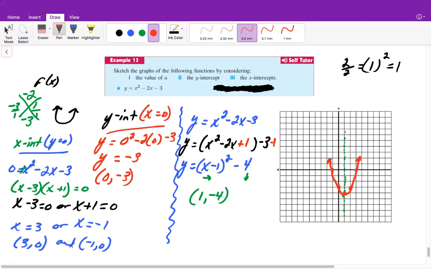So although the book is asking you to just quickly sketch it, I do want you to find your vertex. And you can then use your x and y intercepts to help you finish graphing this off. All right, that is it for this video, and that is it for this section.